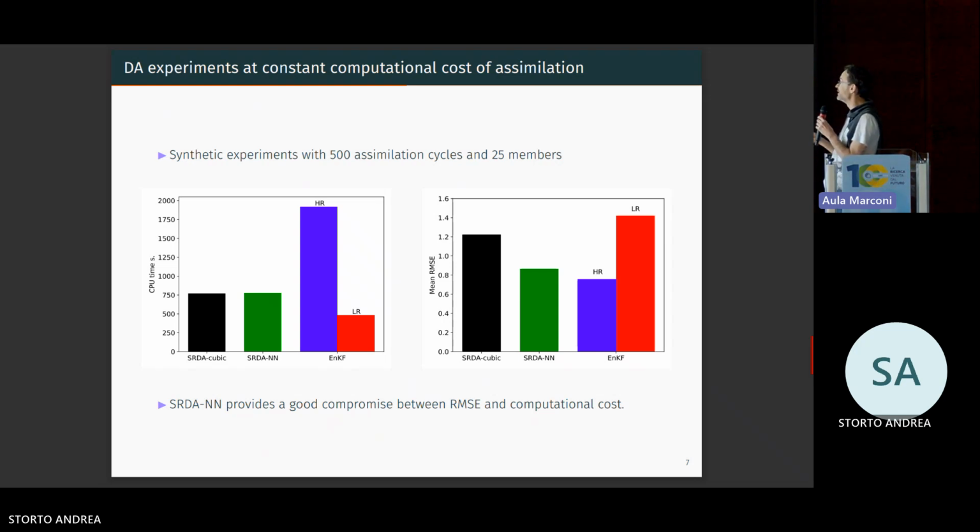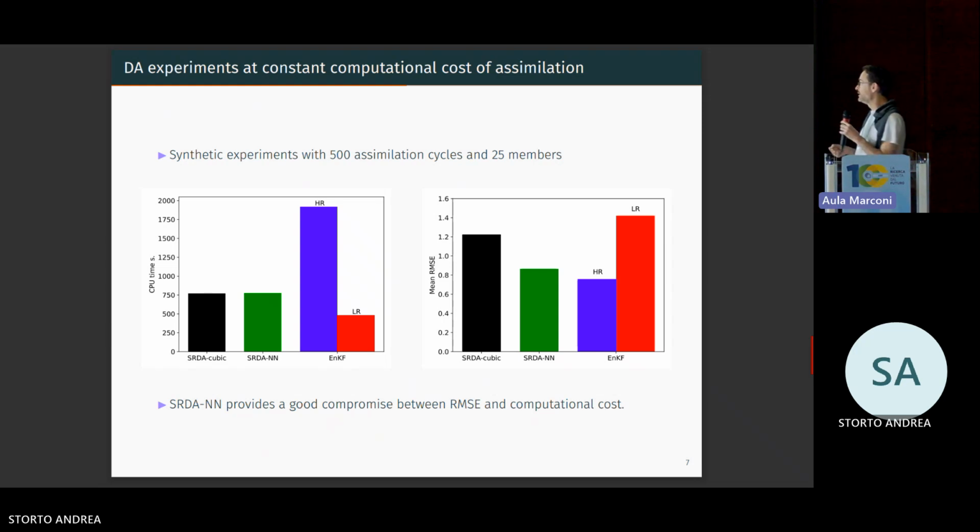The first thing we can see is that the computational cost of the EnKF in high resolution is the largest of all the methods, while that of the EnKF in low resolution is the smallest. In between, we have the computational cost of the SRDA, whether we consider cubic or neural network. In particular, it is closer to the EnKF in low resolution.